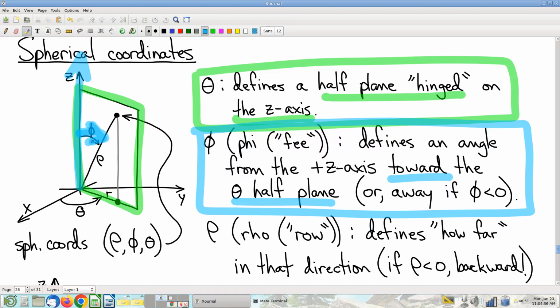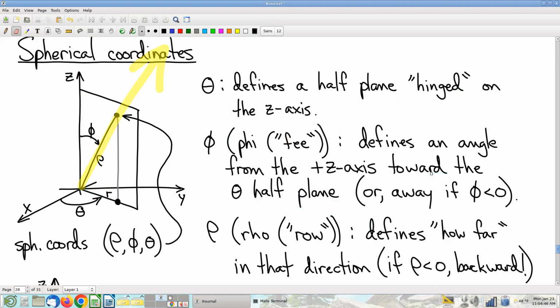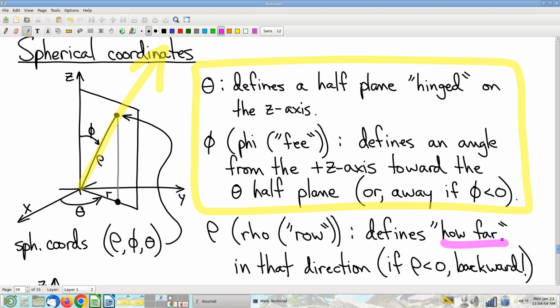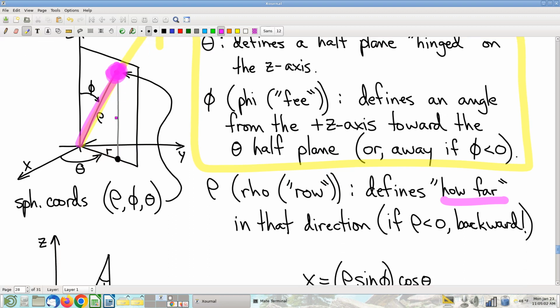And now I argue that with theta and phi both defined, that defines a direction. And once you have a direction, just like we did in polar coordinates, then you can talk about how far to go in that direction, and that leaves you at a point, defining that point in space. And again, with the how far, what if it's negative? Well, if it's negative, then you just go backward instead of forward. Everybody happy?